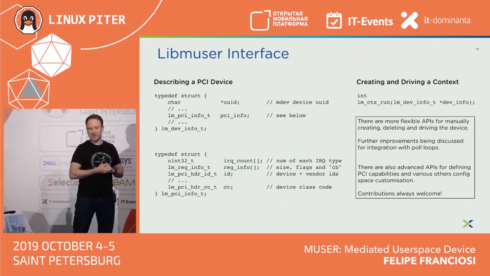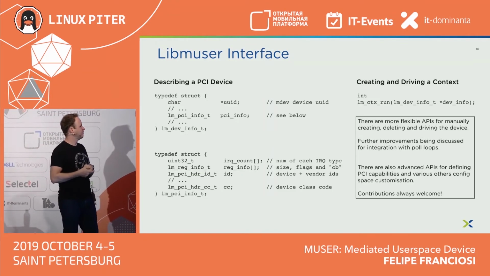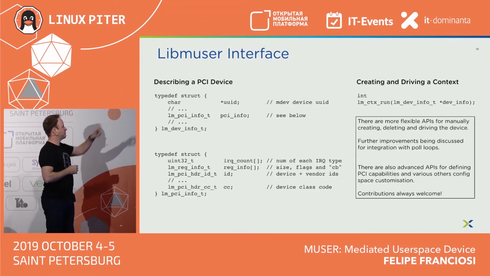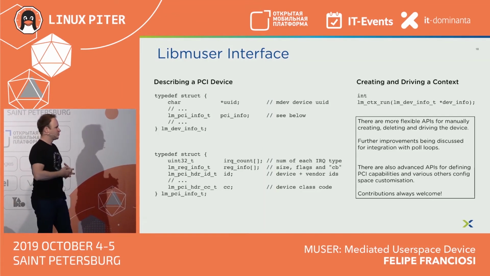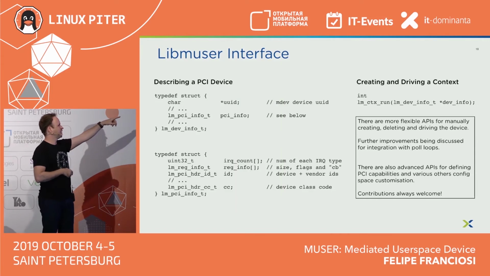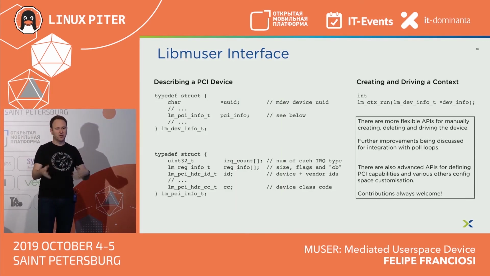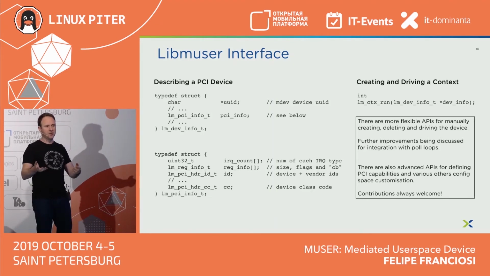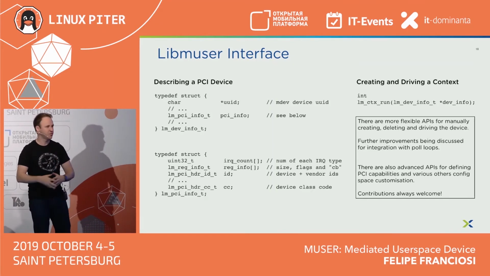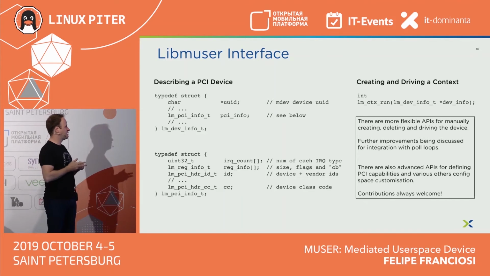The libmuser interface is also very simple then. And what you care about is describing your device. So to describe your device, you want to fill in the MDEV UID for the device. So this is which UID you're going to be interacting with. And you should probably know that because your control plane created the device with MDEV. And you need to fill in the PCI info.